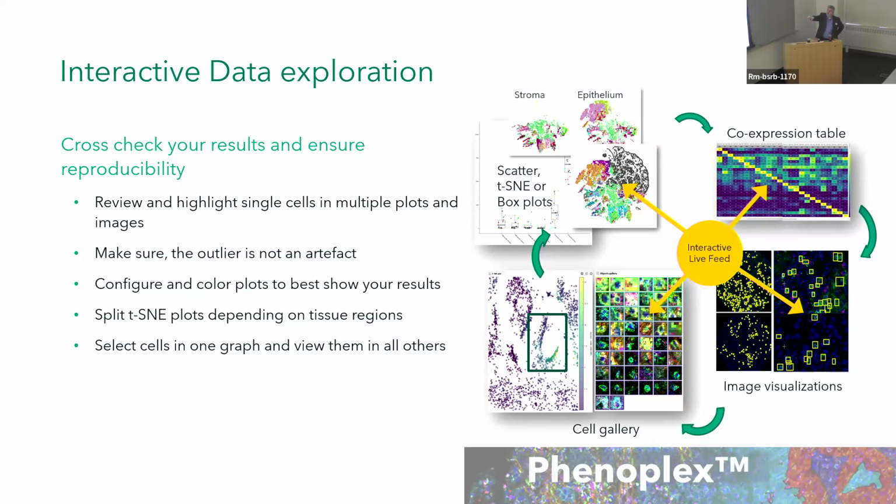It'll also show you where those objects are in the tissue. So back on the image, it'll put a box around every single cell that you've gated. So it'll show you the spatial relationship of all of those objects and where they are in the tissue, all in a live feed, all happening simultaneously.